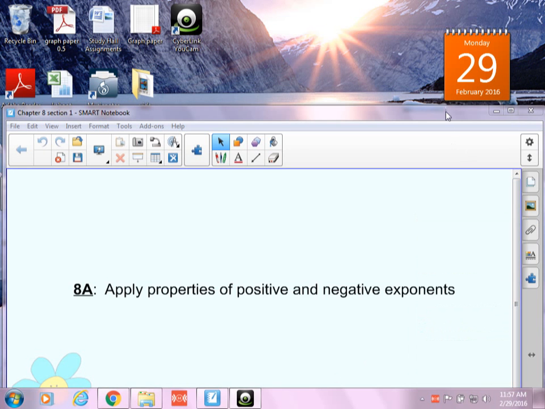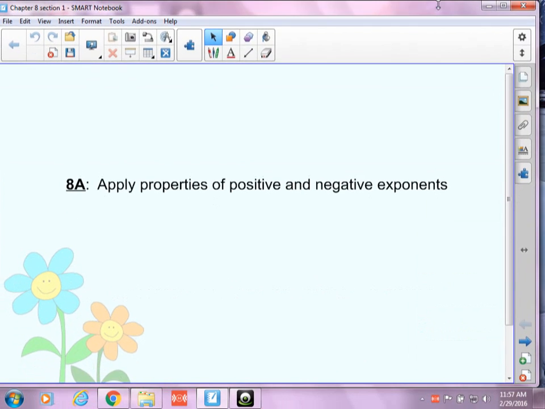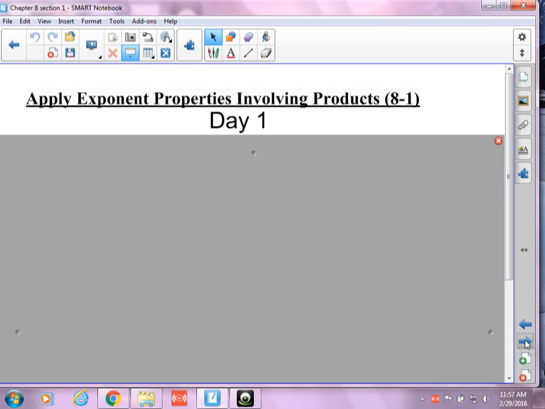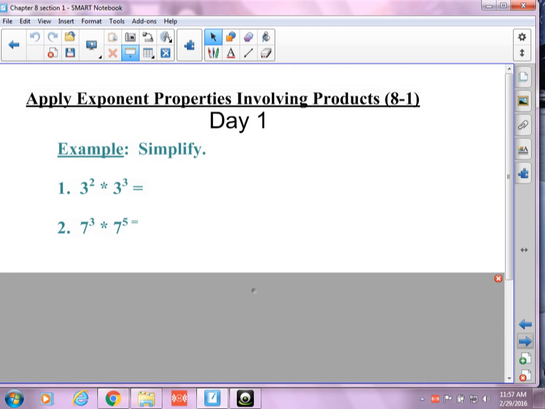Right, today we're going to carry on with 8.1. We're still looking at properties of positive and negative exponents, and today we're going to look at positive exponents. Now, day 1 we did yesterday, and let's just review the rule quickly.